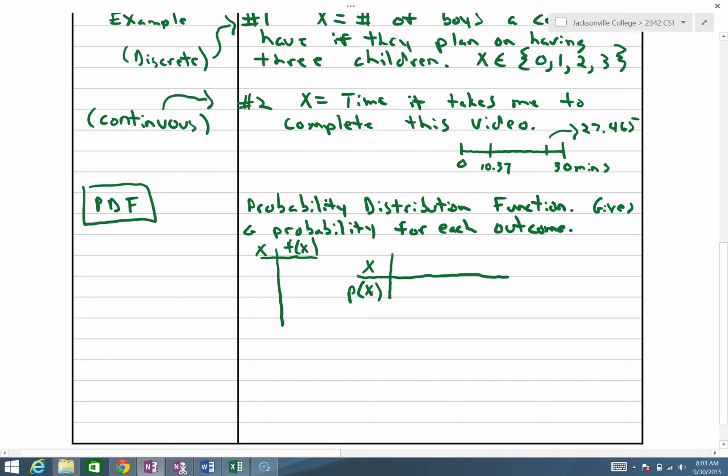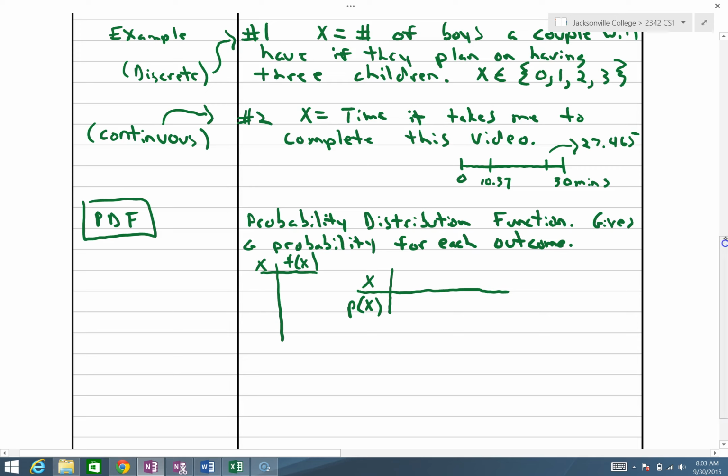So let's refer back to my definition here above. Let's let x be the number of boys. So I'm going to say x is equal to, as above with the boys, the number of boys a couple will have if they plan on having 3. Well, we've already decided, you can have 0, you can have one boy, you can have two boys, you can have three boys. Those are the outcomes. Now what we're going to be interested in is finding these associated probabilities.